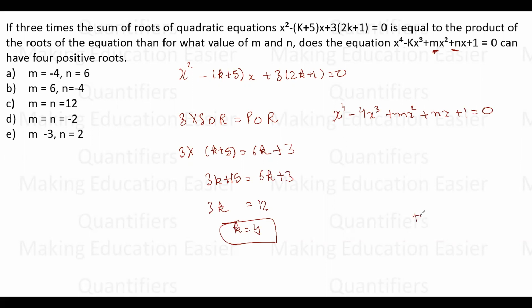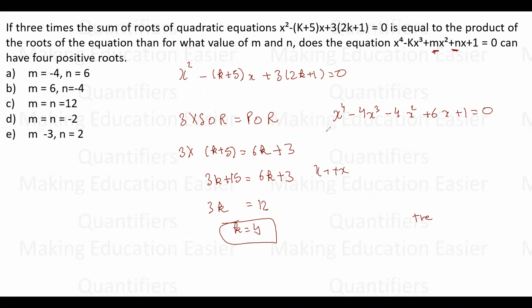positive roots. For positive roots, what do we do? We put x as plus x, right? Basically my equation will not change. I just have to play with m and n. So using the first option, if I put m as −4 and n as 6.